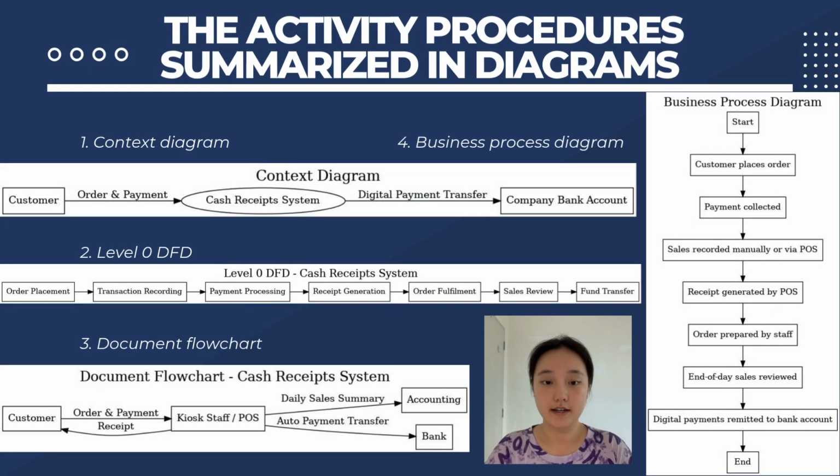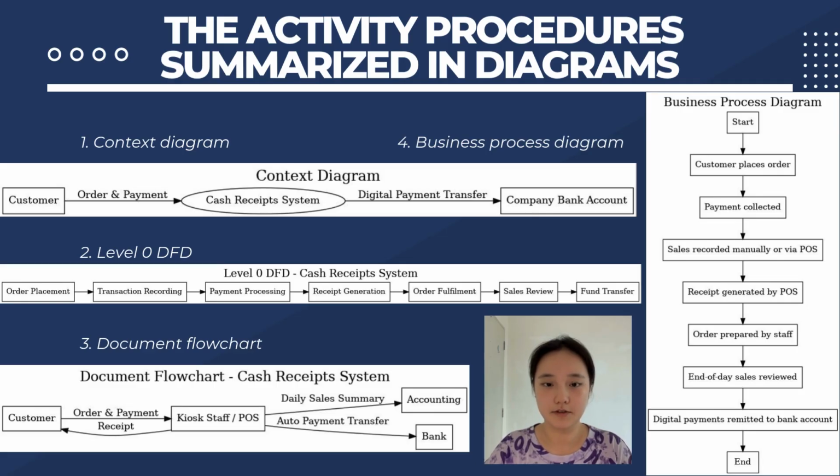Okay, first, here is a context diagram of the cash receipt system. It shows how the system interacts with external entities. Customers place orders and make payments through walk-in, Grab Food, or booked orders. The system receives this input, processes it, and transfers digital payment to the company's bank account.